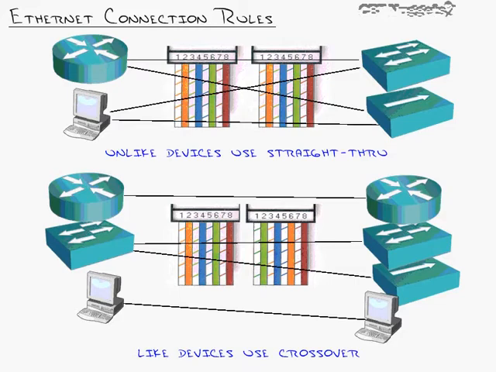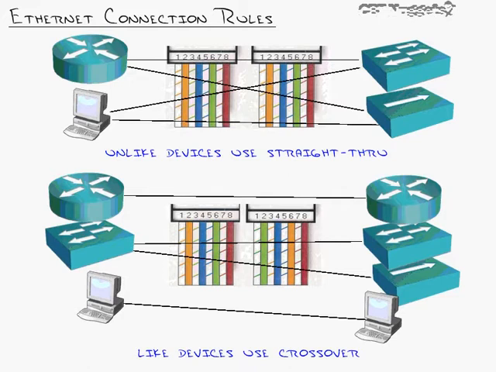Well, straight through is used anytime you want to connect unlike devices, or I usually think of it as things that are meant to be directly connected together. We've got a PC plugging into a switch. That is an unlike device that will use a straight through connector. I've got a router plugging into a hub or a router plugging into a switch. Those are unlike devices, so they'll use straight through connections.